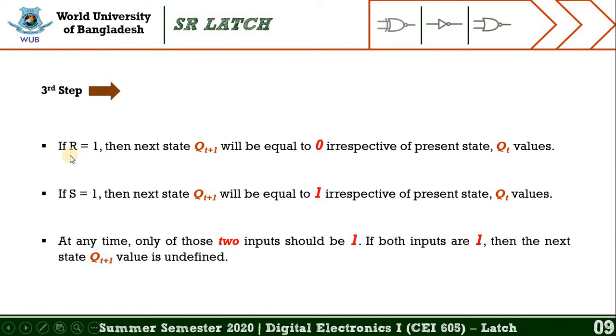If R is equal to 1, then the next state Q(t+1) will be equal to 0, irrespective of the present value Q(t). If S is equal to 1, then the next state Q(t+1) will be equal to 1, irrespective of the present state Q(t). At any time, only one of those two inputs should be 1. If both inputs are 1, then the next state Q(t+1) value is undefined.